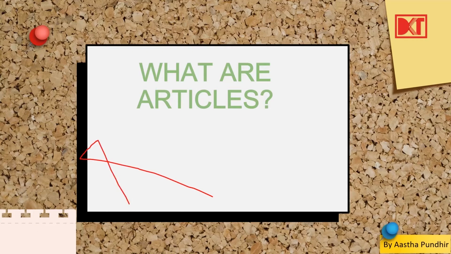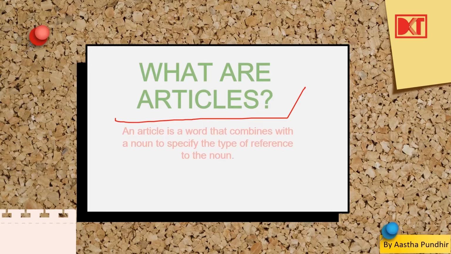So what are articles? सबसे पहले जो क्वेश्चन आता है कि आर्टिकल्स होते क्या हैं? Article is a word that combines with a noun to specify the type of reference to the noun. Oh my God, ये क्या मीनिंग दे दिया? बट आपको डरने की जरूरत नहीं है, बस आप इसका बेसिक मीनिंग समझते हैं, फिर हम जब एग्जाम्पल्स करेंगे तो ये मीनिंग क्लियर हो जाएगा.